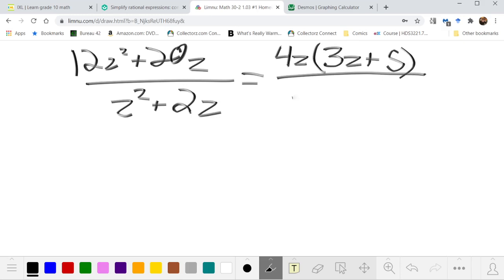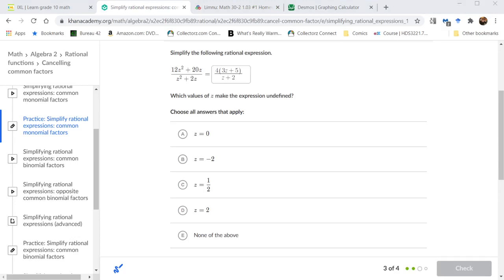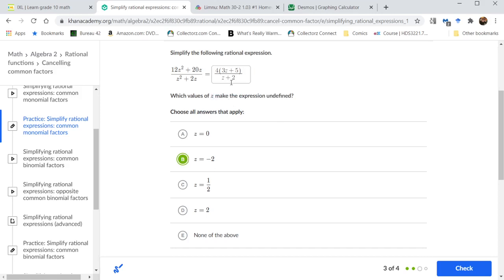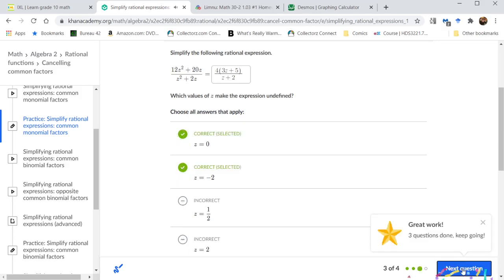And in our denominator, it's only the z that we can factor out. So we can cancel one z with the understanding that z is never allowed to be 0. And that leaves us with a 4 times a 3z plus 5 all over z plus 2. Now that we have that transcribed back into our Khan Academy assignment, we need to find the values that make this undefined. Z equals negative 2 is where z plus 2 equals 0, but again, we must retain that z equals 0 common factor.